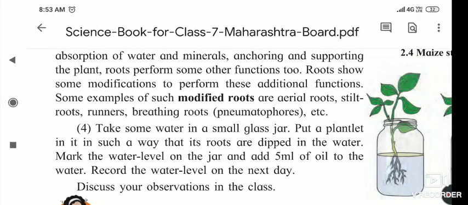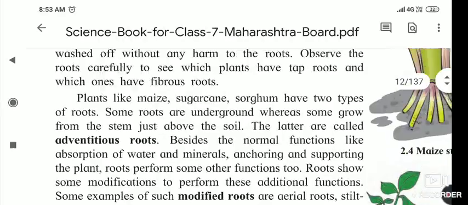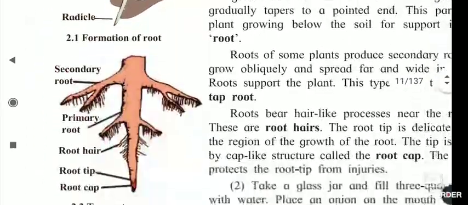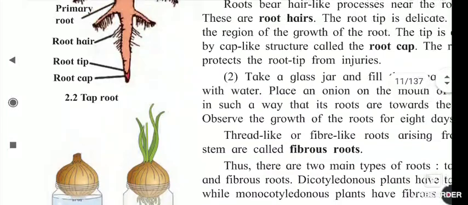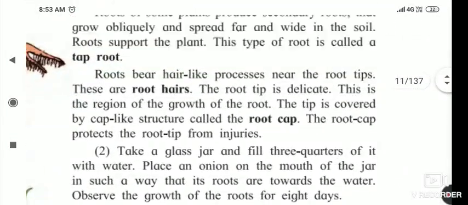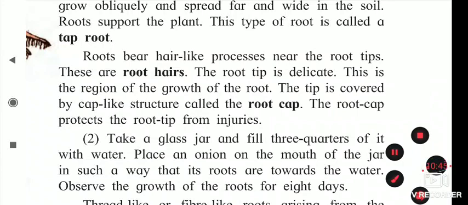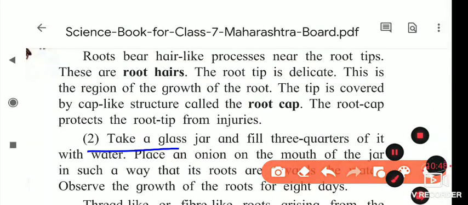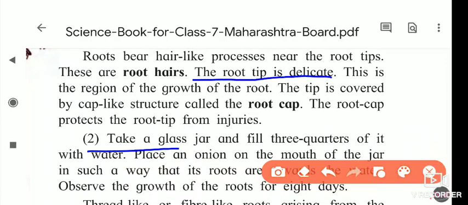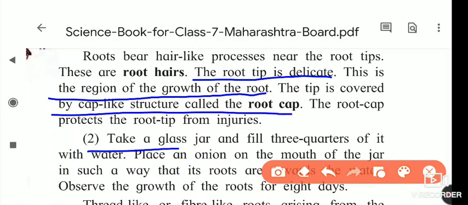So what we have to find is the answer to question number 4, why root tips are covered with root caps. The root cap function is on the first page only. Here it is. See here, the root tip is delicate. This is the region of growth of the root. The tip is covered with a cap-like structure called the root cap, and the root cap protects the root tip from injuries.